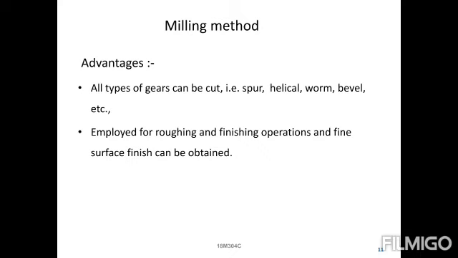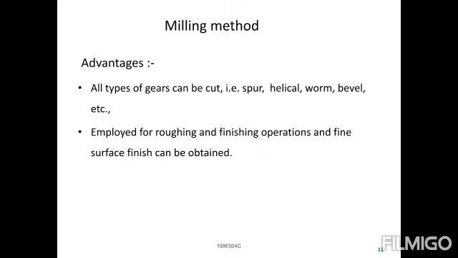Next, worm and worm wheel gears are provided, like two types of gears that mesh easily. Next are the bevel gears. Bevel gears are also used in the vehicle differential, which is one of the main parts of a vehicle. Milling is employed for roughing and finishing operations, and fine surface finishing can also be obtained while machining gears. For each and every tooth, in each cutting pass, some amount of rough finishing will be provided. That is the main thing.